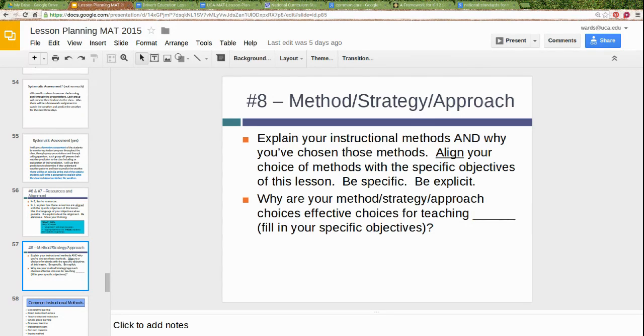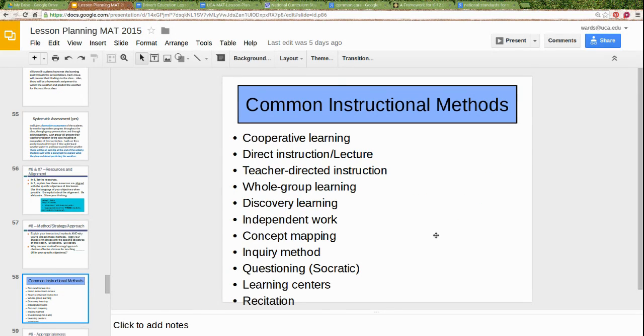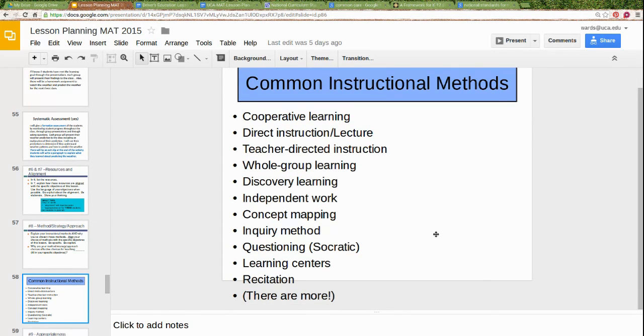Number 8, let's talk about the method, strategy, and approach. So what does this even mean? I'm going to skip ahead. These are some common instructional methods that teachers use. Cooperative learning is small group learning. Direct instruction is a nice way of saying lecture. That means I'm giving the information out, maybe visually and orally.